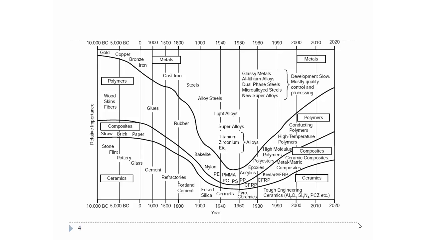At the beginning, the use of ceramics and polymers was very high, and after that, because of the industrial revolution, the use of metals became very high. Nowadays, because of the advancement in all materials, the usage is more or less the same in polymers, composites, ceramics, and metals as well.